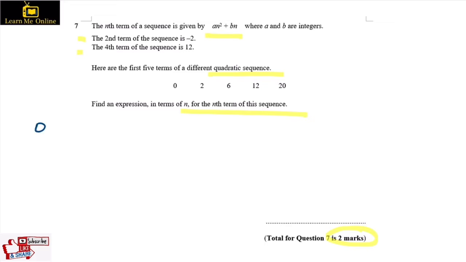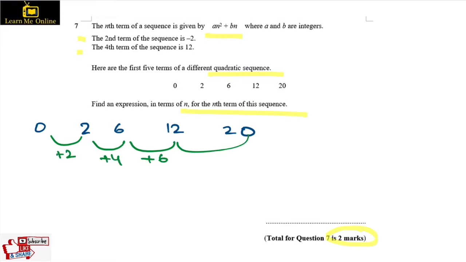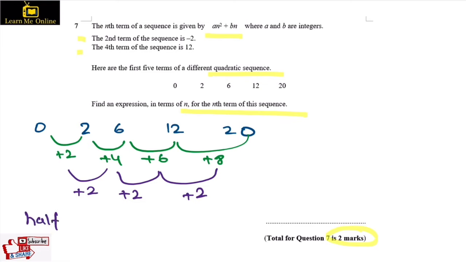So the given terms are 0, 2, 6, 12 and 20. The next thing we do is find the first difference of this sequence. The first differences are +2, +4, +6 and +8. Because the first difference is not the same, we find the difference one more time, which is called the second difference. And we see that the second difference is every time 2. Whatever your second difference is, you take half of it. So I'm going to write it down: half the second difference, always.